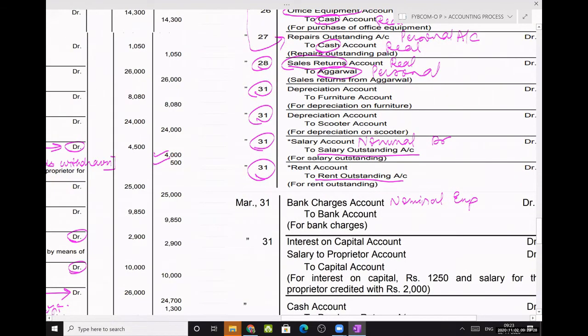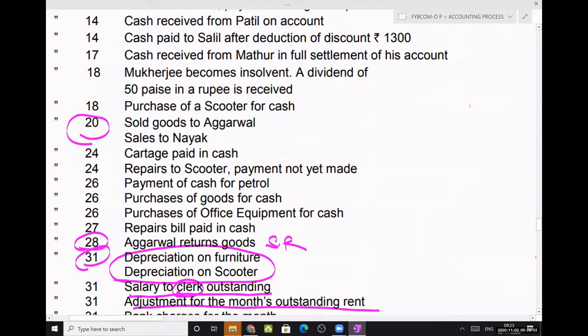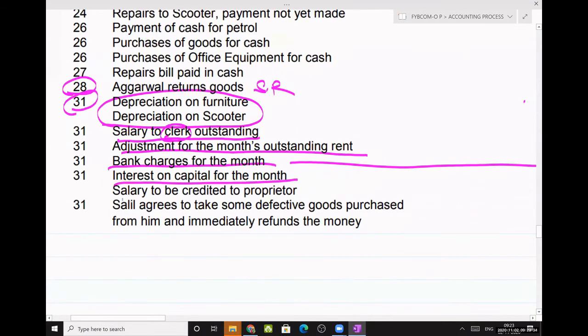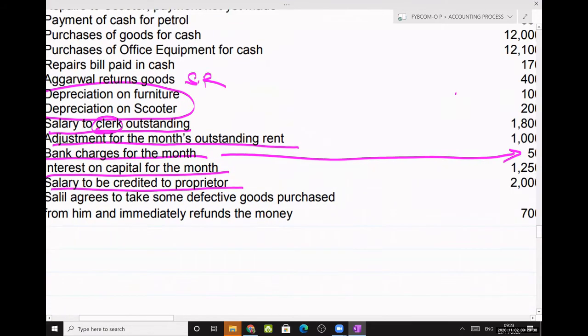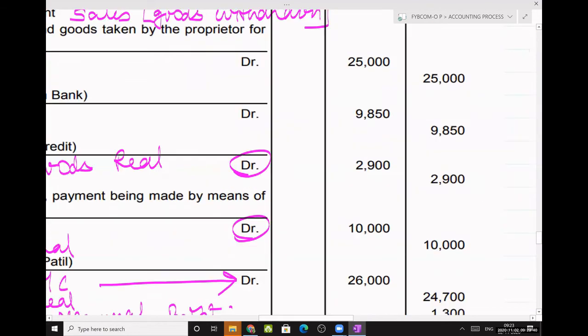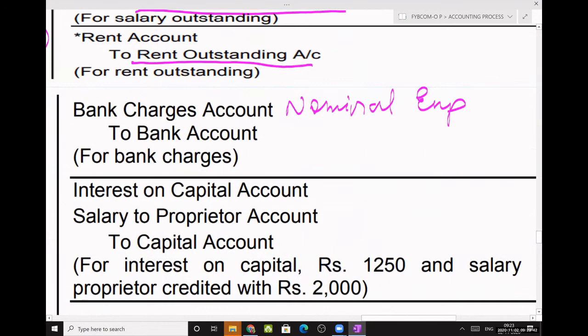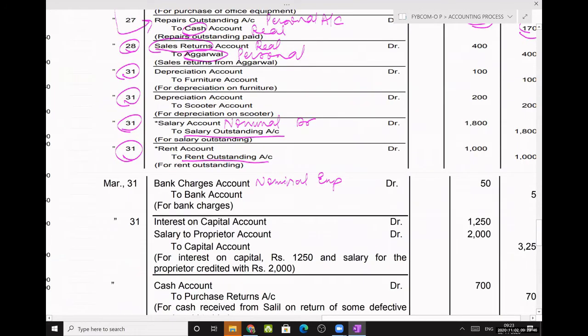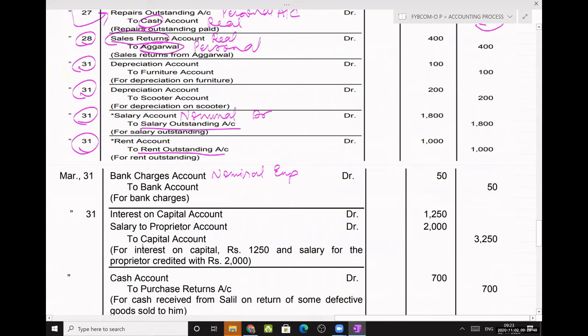Next, interest on capital. Okay. Next, same way, salary to be credited to proprietor. Okay, salary to proprietor. Interest on capital, debit. Salary to proprietor. Why is it debit? Because it's an expense.